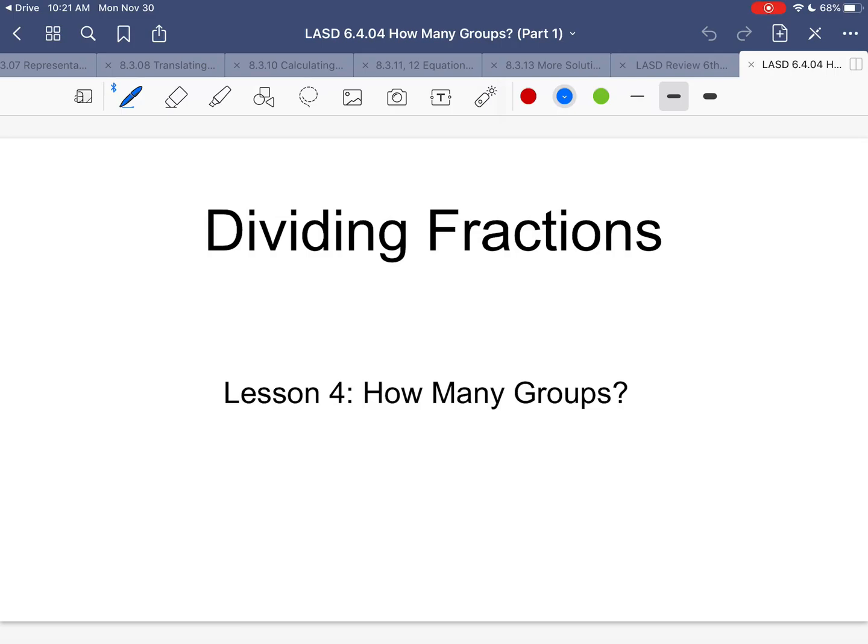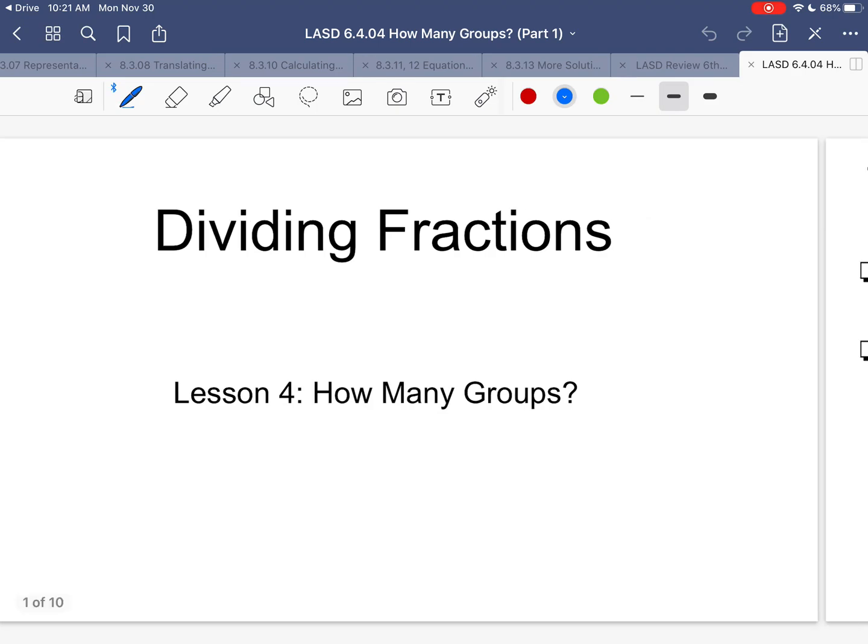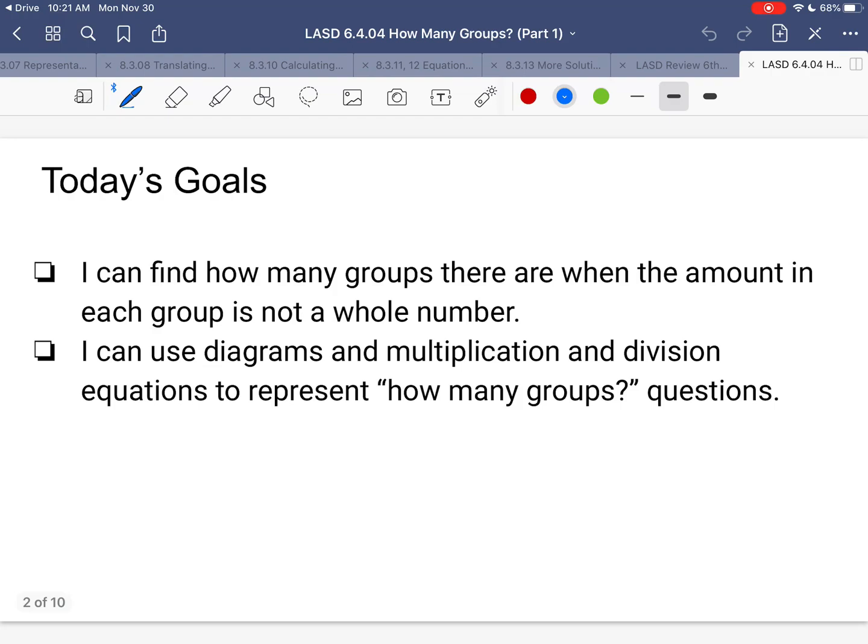Welcome back to the unit on dividing fractions. Today's lesson is about how many groups of one number are in another number. The goals of today's lesson are that you can find out how many groups there are when the amount in each group is not a whole number. And another goal is that you can use diagrams and equations, multiplication and division equations, to represent these questions about how many groups.